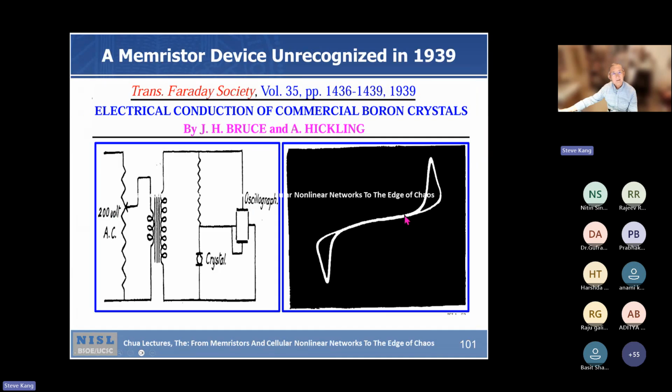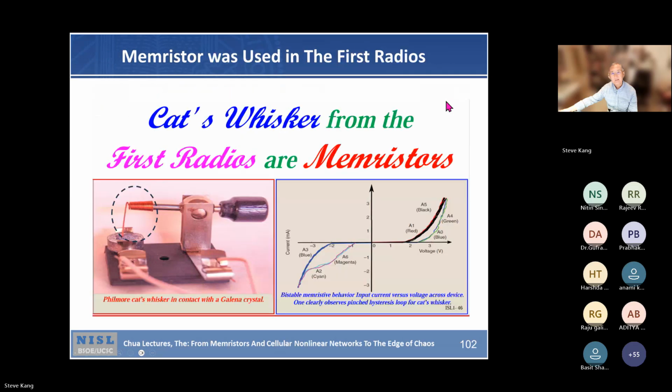See? Back in 1939, this is a commercial boron crystal. When they measured the VI curve, it had a Lissajous figure like this. It's memristor characteristic, back in 1939. Early radio, the cat's whisker, is here in the dotted line. If you do the VI measurement, it's also a memristor like this. So it goes back a long way.